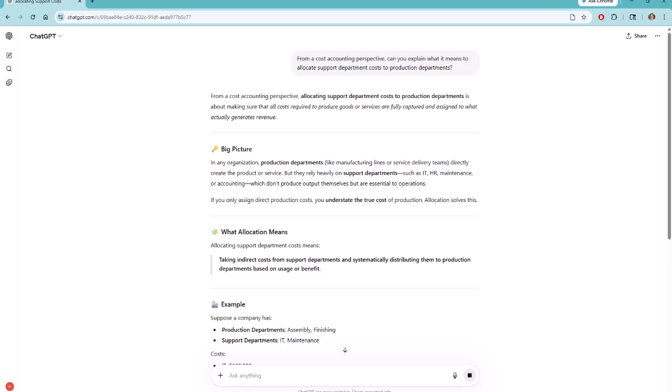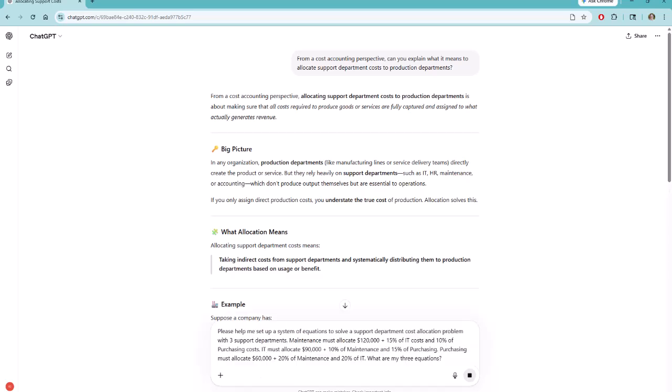And so based on this particular problem, I know that I'm going to need ChatGPT to help me come up with a system of equations to solve one of these support department cost allocation problems. I've got 3 support departments, and I explain how these support departments are interrelated. So maintenance must allocate $120,000, but they have 15% of IT costs, 10% of purchasing costs, and so on and so forth. And what I'm trying to get are these 3 equations that I will then use to solve this allocation problem.